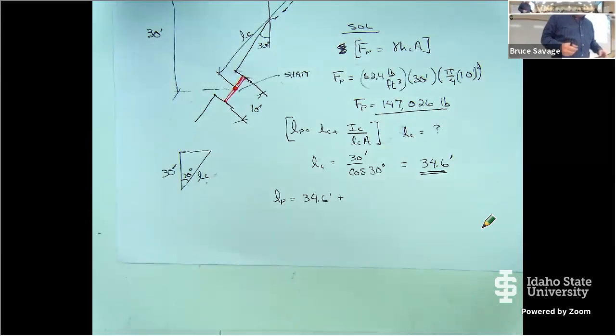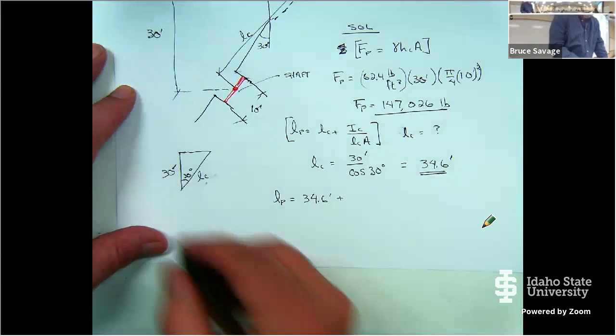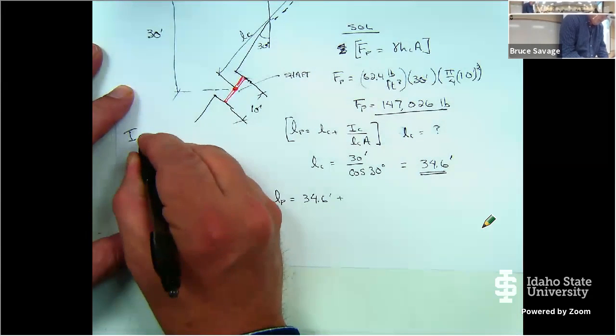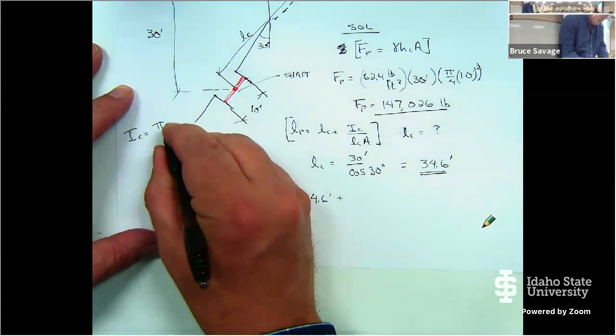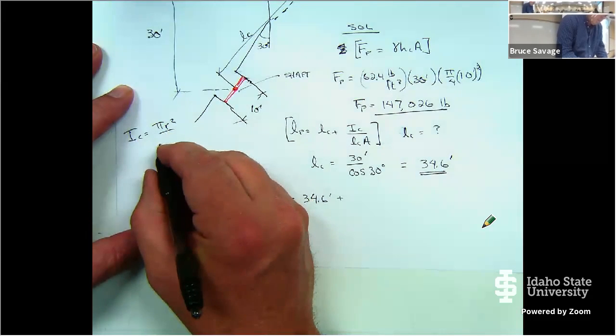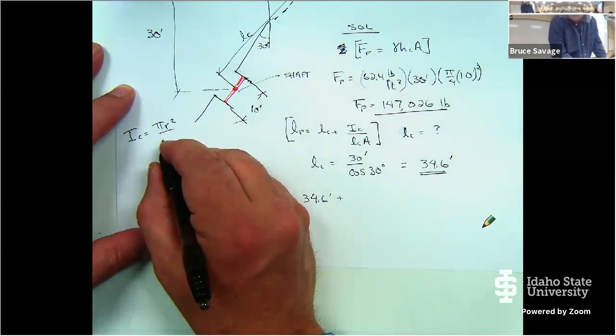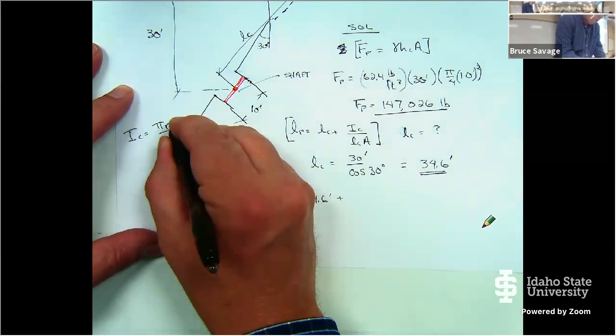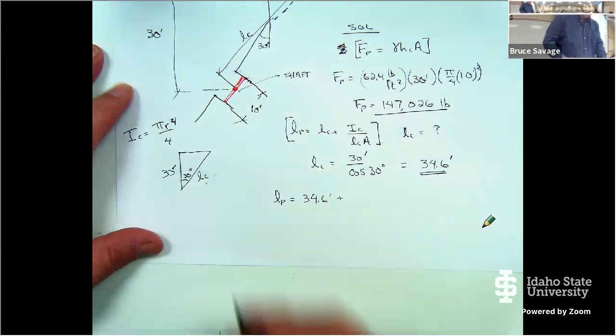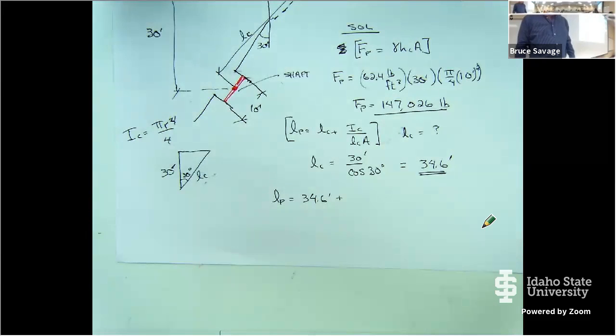You'd pull out your old statics book if you wanted to. You'd note that, I'll note that over here. The I sub C for a circle is pi times r squared divided by 4. I don't have this one memorized. That is correct. Okay, r to the fourth divided by 4. There we go.